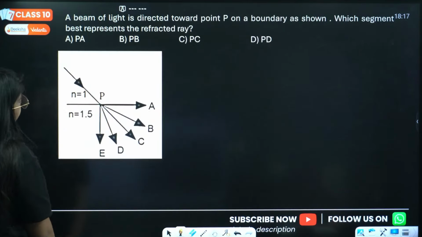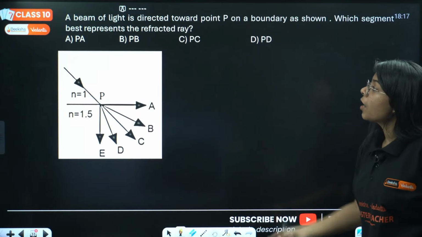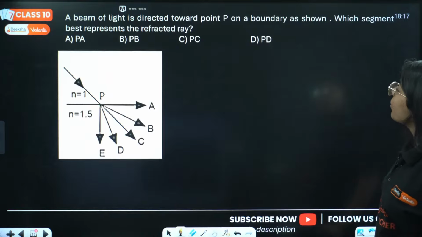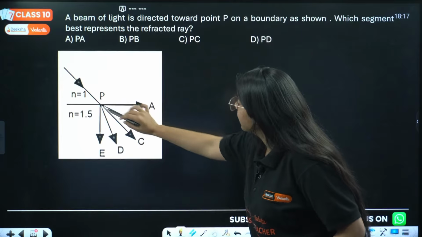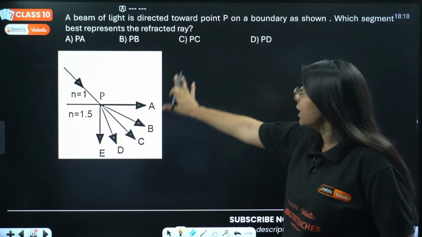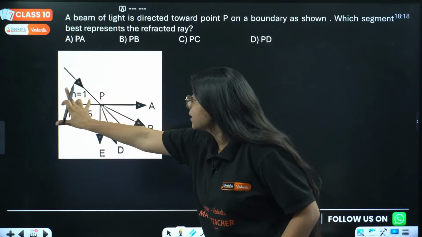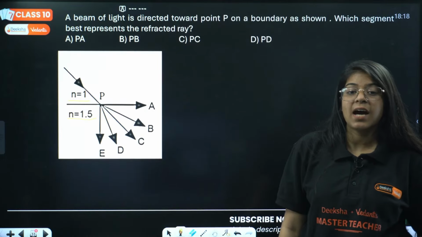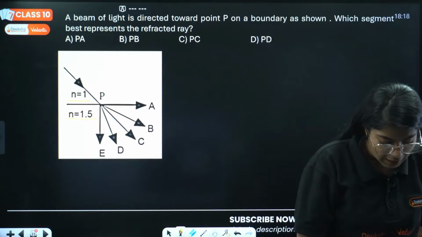Okay, let's move on. We have a next question, and this is an MCQ. Answer in the live chat. A beam of light is directed towards point P on a boundary as shown. Which segment best represents the refracted ray? PA, PB, PC, PD, or PE is not even a ray, that is the normal. So which of these rays depicts the exact refraction that will happen when the ray goes from N1 to N2? Now see this refraction carefully, right? Their refractive indexes are also given to you. N1 is 1, N2 is 1.5. So keep those in mind and let me know which ray follows the exact path light should follow.